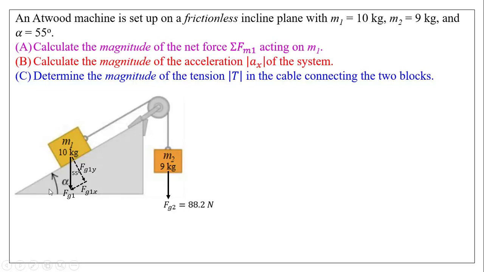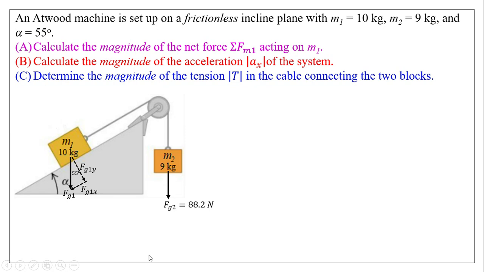Alpha, the angle of the ramp, is 55 degrees, so therefore the angle between F_g and F_gy is the same angle, so that's also 55 degrees, where my cursor is tracing back and forth. So whatever the angle of the ramp is, the angle between F_g and F_gy will be the same based on geometry proof.